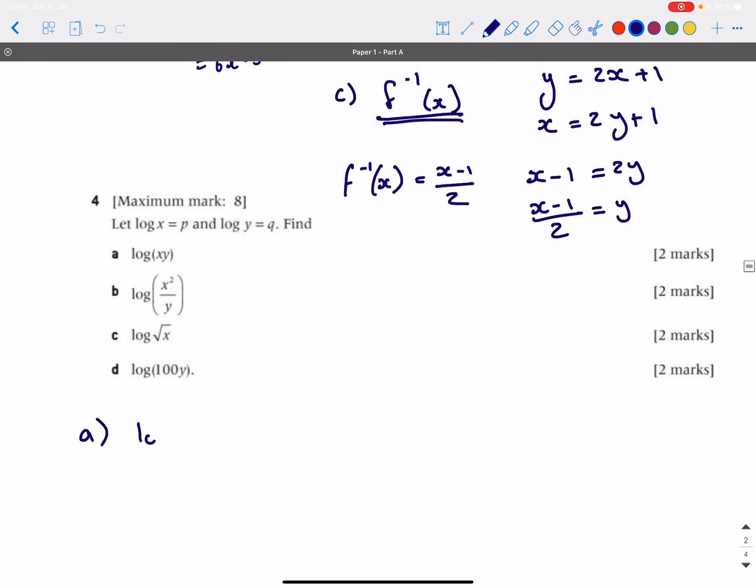So for the first one, log xy, I can use the logarithm law that says that I can split that out into an addition. So it's possible to write that as log x plus log y.